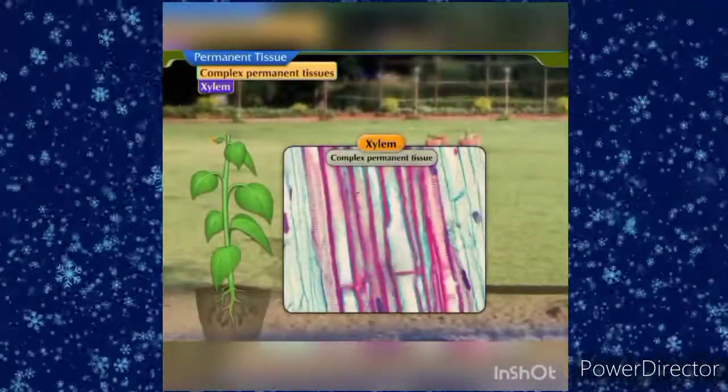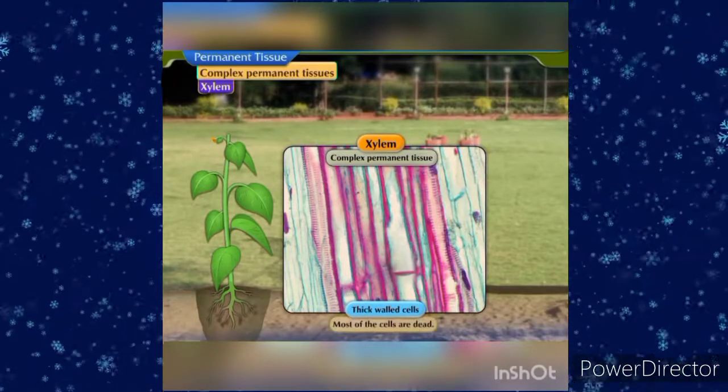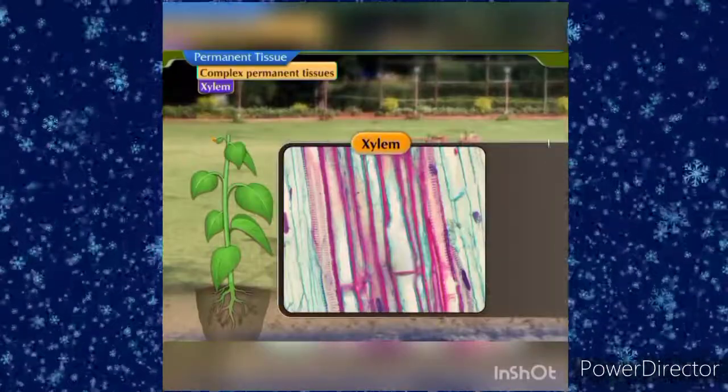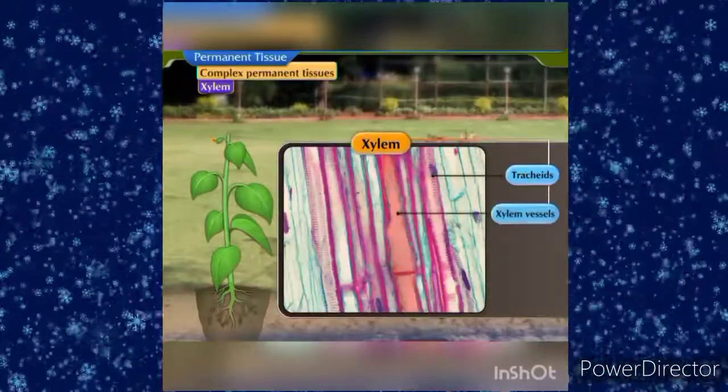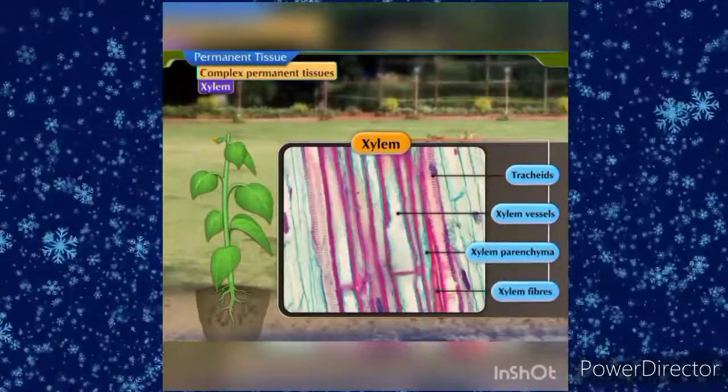Xylem is a complex permanent tissue with thick-walled cells. Most of these cells are dead. Xylem consists of tracheids, xylem vessels, xylem parenchyma and xylem fibers.